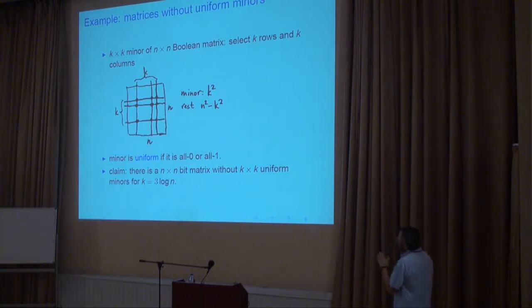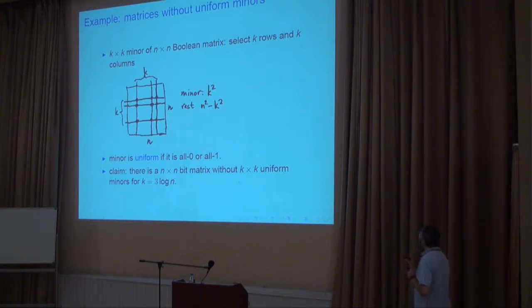Of course, for small k, it's not possible. If k is equal to 1, then every matrix has a uniform minor, all the minors are uniform. And if you look for a 2 times 2 minor, it's also easy to prove that a big enough matrix always contains it. And actually there is a logarithmic bound, so 3 log n is not very far from the best possible. But the claim is that if we want a reasonably big minor, 3 log n, then we can find a matrix without such a minor.